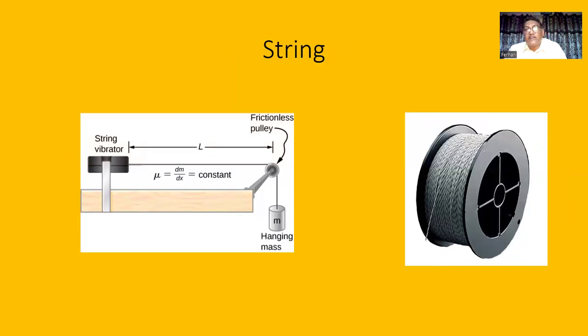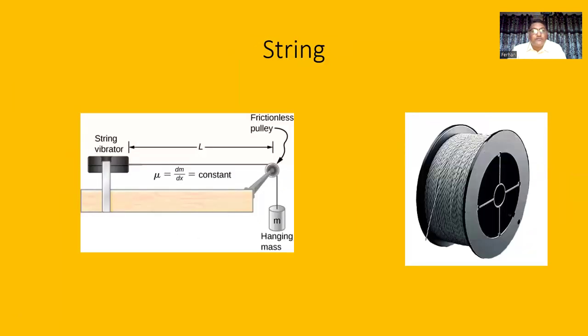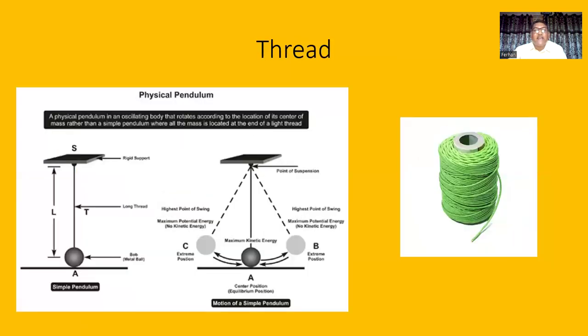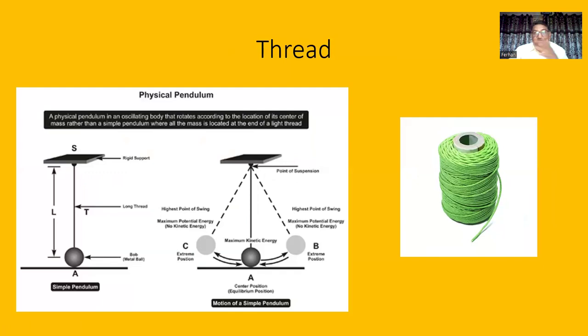You can see I have shown a diagram here also. Here we have a frictionless pulley. This string is attached to this hanging mass, and here we have a string vibrator. So in different experiments, this string is used. Then we have this thread. This thread is attached to the pendulum bob, and then we can use it as a pendulum. We can measure the time period. So this thread is important.